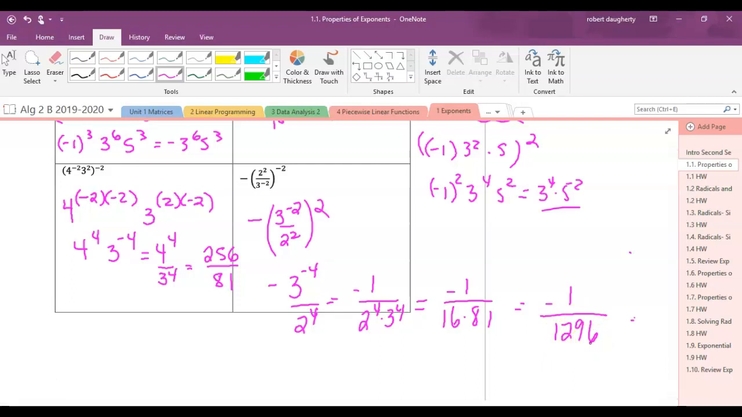Now, another way of doing this, I could have just distributed. This is what? Negative of 2 to the 2 times negative 2, negative 4. 3 to the 4th. So the negative 2 times negative 2. So I get to the same answer, negative 1 over 2 to the 4th, 3 to the 4th. So there are different routes to getting to the same answer, just obeying the properties of exponents.